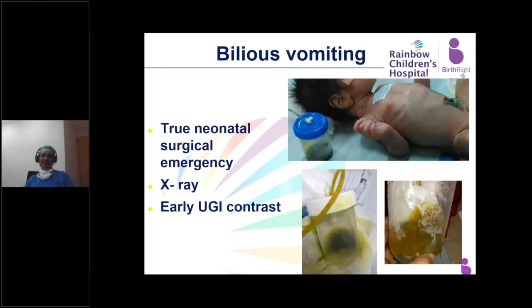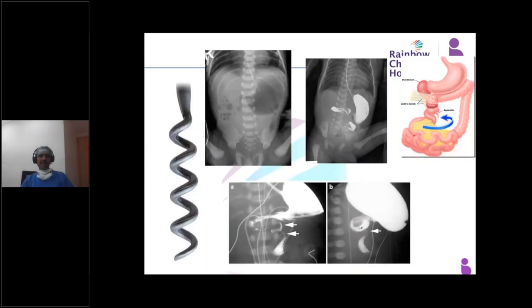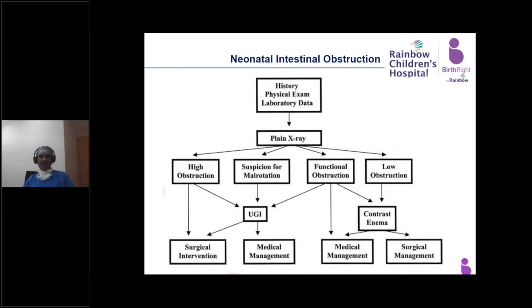Bilious vomiting, as I have told you, is very dangerous. Even in the middle of the night, we may have to go for an early upper GI contrast whenever we suspect malrotation, because if there is malrotation, the whole of the small intestine, the midgut, can have volvulus and can lead to gangrene of the whole of the intestine. So even in the middle of the night we go for surgery in high obstruction in children with suspicion of malrotation.